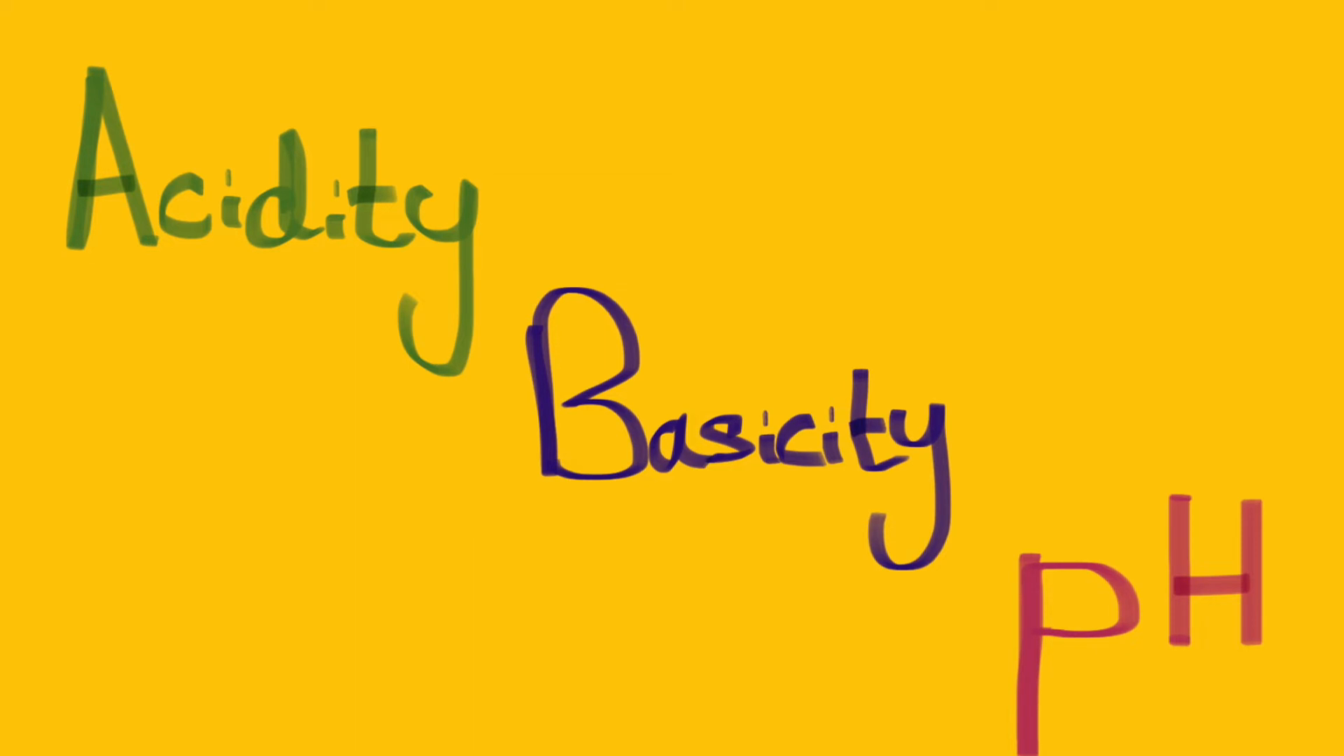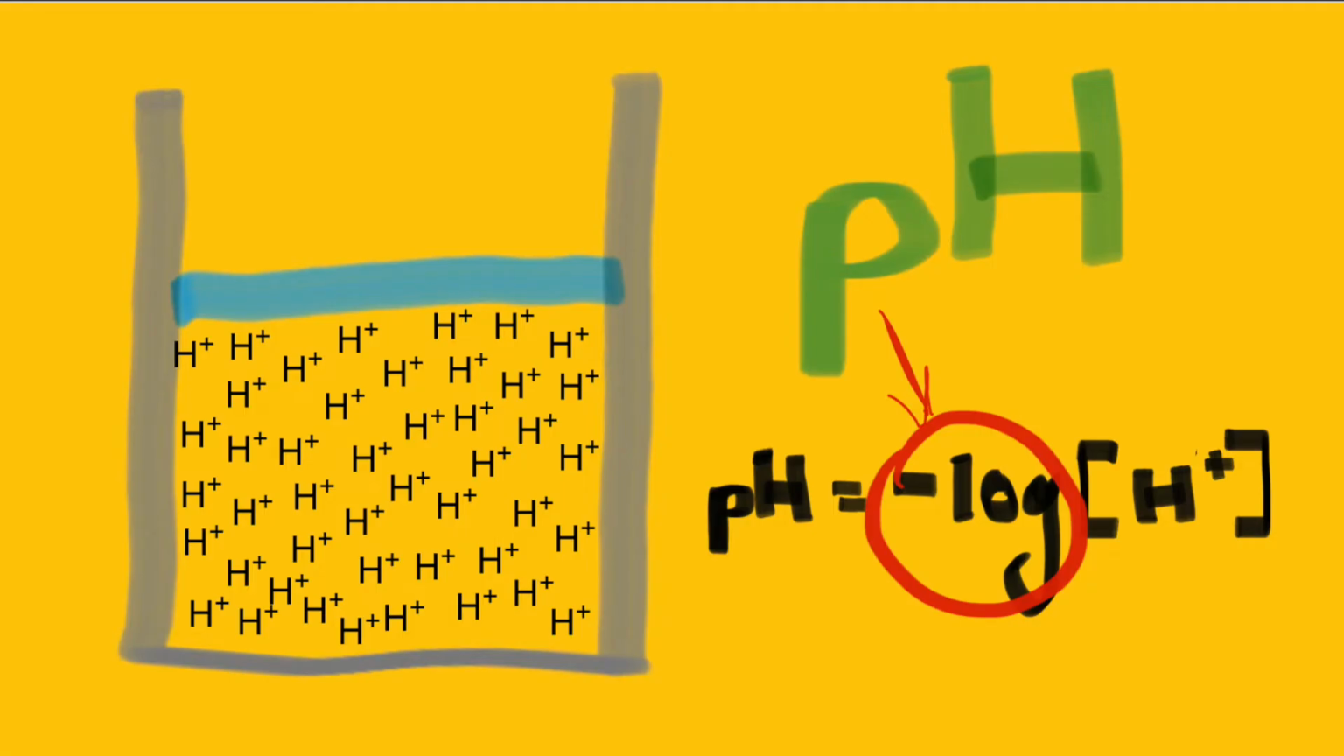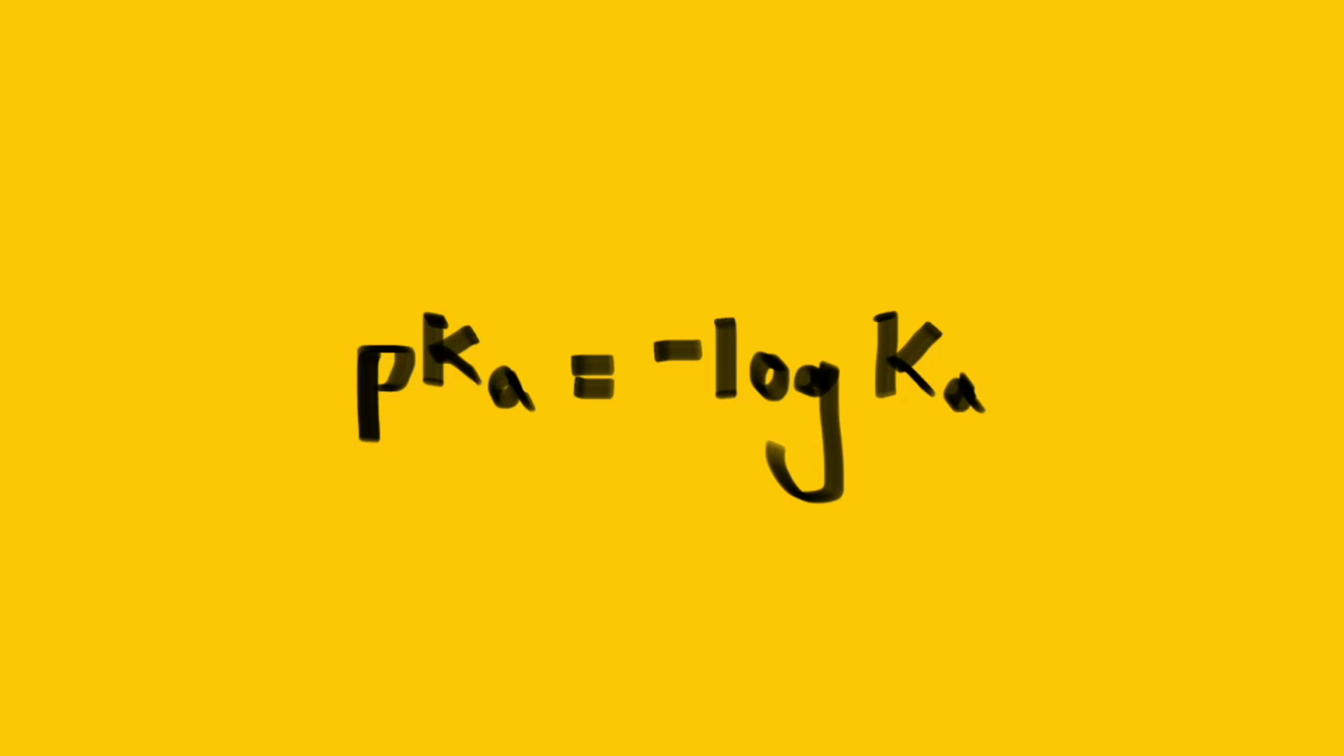Now, we have almost all the information we need about acidity, basicity, and pH to understand the acid-base chemistry of amino acids. However, we have one more thing to cover. That is the pKa. What is the pKa? Remember, when we were talking about pH, I mentioned that P is used to represent a negative log. So in pKa, it represents the negative log as well. It just represents the negative log of a different thing. In this case, the negative log of Ka.